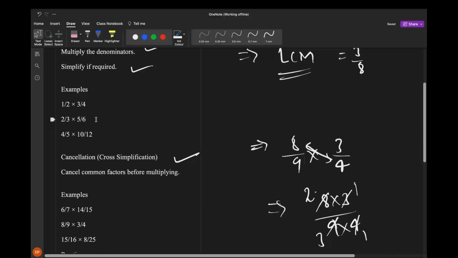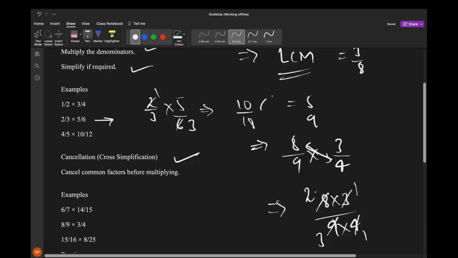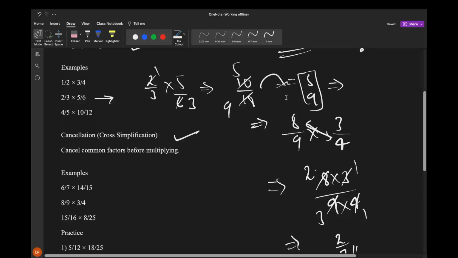Here, the second example, 2 by 3 into 5 by 6. 2 5s are 10, 3 6s are 18. But here 2 and 6 can cancel, right? 2 1s are 2, 2 3s are 6. It can also be 5 into 1. 5 1s are 5, 3 3s are 9. Here also you will get the same fraction. 2 5s are 10, 2 9s are 18, 5 by 9. If it is not in the simplified form, you can simplify it, making it the simplified form.